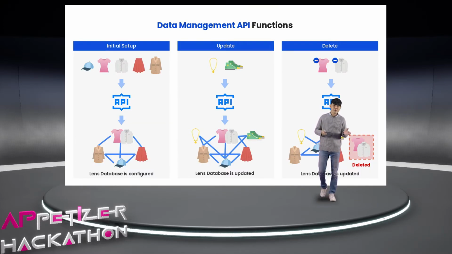Now, populating the Lens database first is a prerequisite before using the recommendation and camera search APIs. This is done through a data management API, and this is how it functions. You need to do an initial setup, and you need to prepare an image from all of your product catalog and put it through the API to create a similarity index. And the Lens database is initially configured.